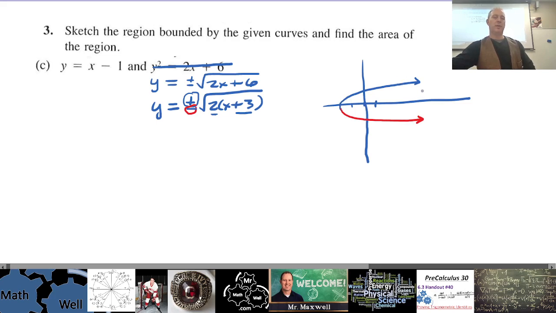Now, with this line over here, y equals x minus 1, we could see what's happening at negative 1. Negative 1 plus 3 is 2. 2 times 2 is 4. Square root of 4 is 2. So negative 2. Here's negative 2, here's negative 1, and so this line kind of goes like this.